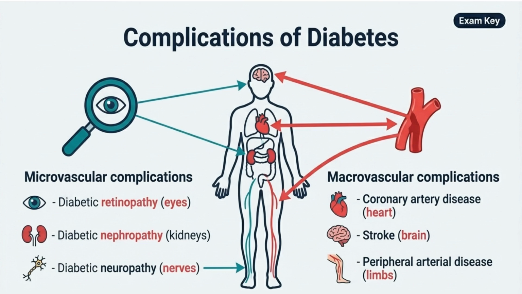Complications of diabetes are categorized into microvascular and macrovascular. Microvascular complications include diabetic retinopathy affecting the eyes, nephropathy affecting the kidneys, and neuropathy affecting the nerves. Macrovascular complications include coronary artery disease, stroke, and peripheral arterial disease.